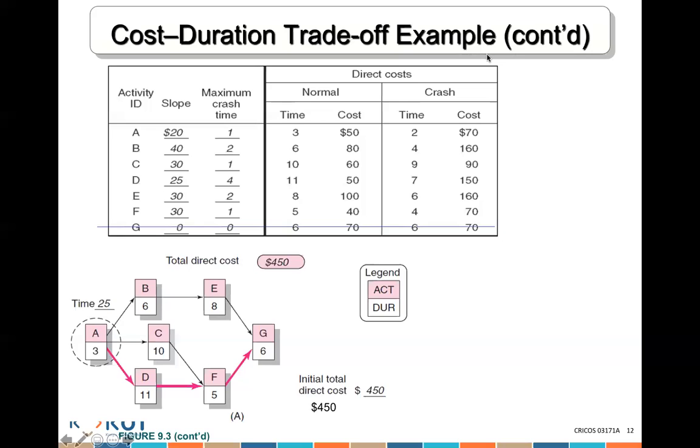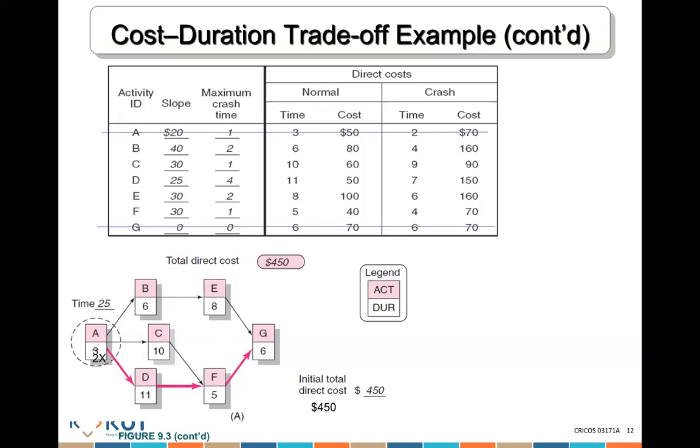So guys, we know now that we can crash activity A. How many times can we crash activity A? One. Because we can only crash it for 1, instead of 3, we're gonna take that out and we're gonna put 2x. You put an x so that you will know that you cannot crash activity A anymore.